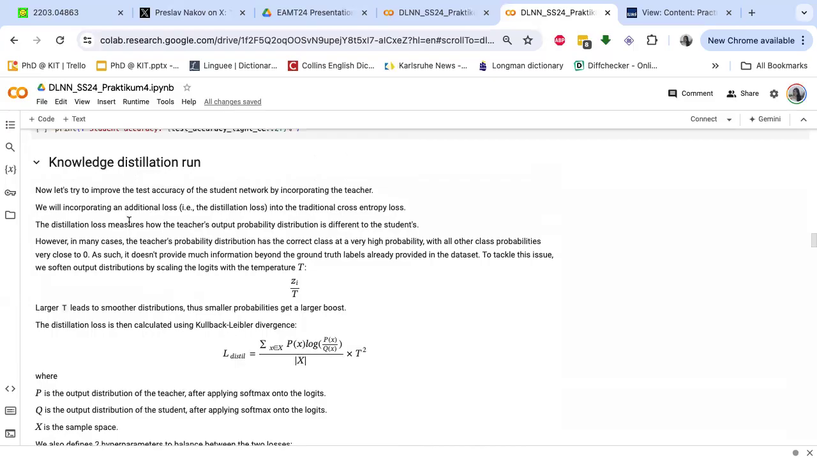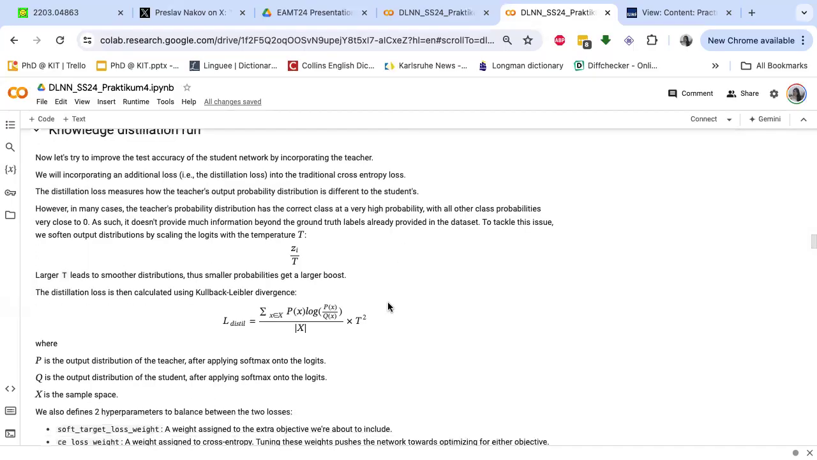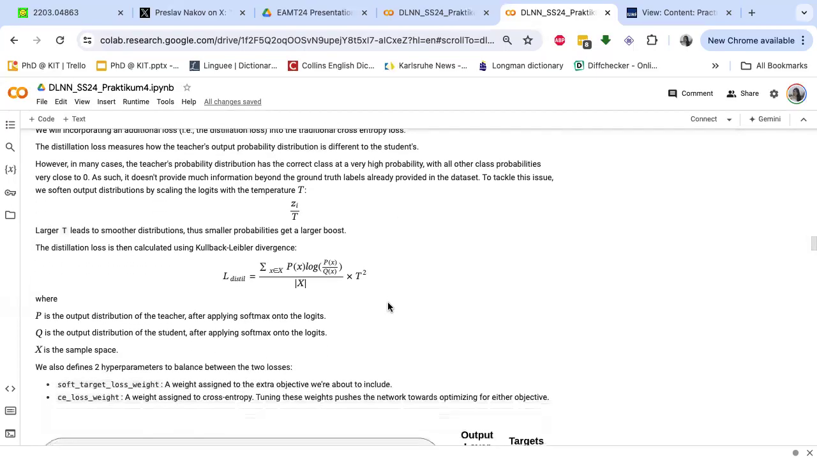For this part, the distillation loss is going to measure how the teacher's output probability distribution differs from the student's. However, in many cases, the output probability distribution by the teacher is quite, how do I say it, non-smooth, as in it gives a very high score to the correct samples and very low probability to the incorrect samples. So they don't contain that much information compared to the original targets anyway.